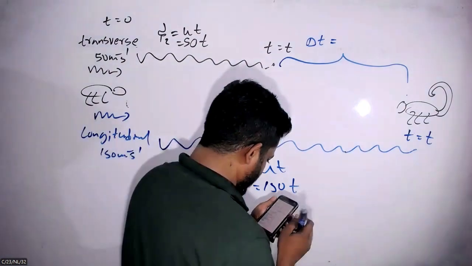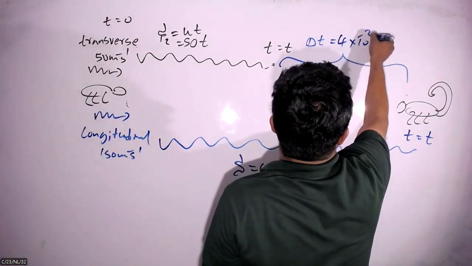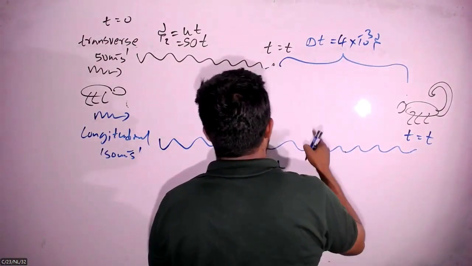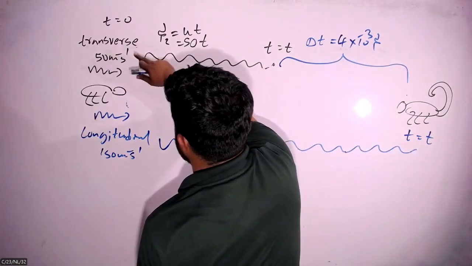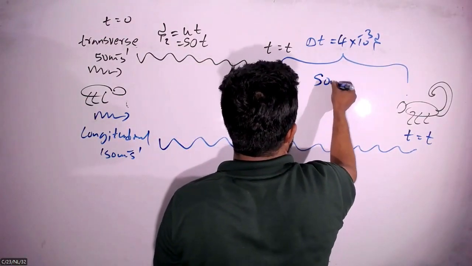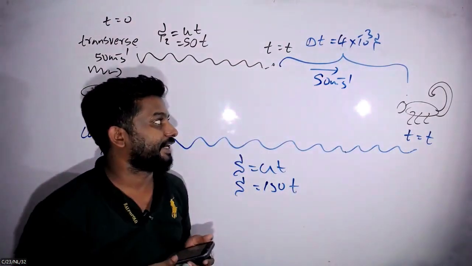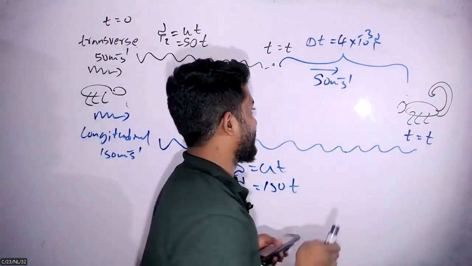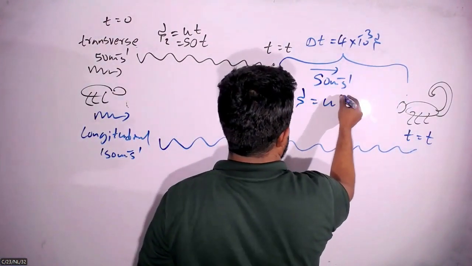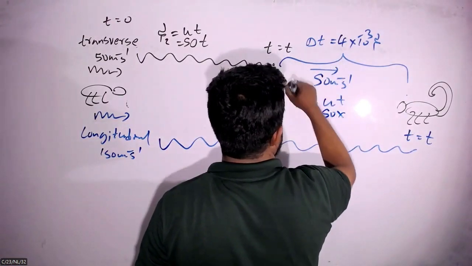Delta t is equal to 4 into 10 to the power minus 3 seconds. And during this time interval, this transverse wave moves with speed 50 meters per second. Then you can identify this distance from here to here. You can apply S equals ut. U is 50, time interval, time delay.